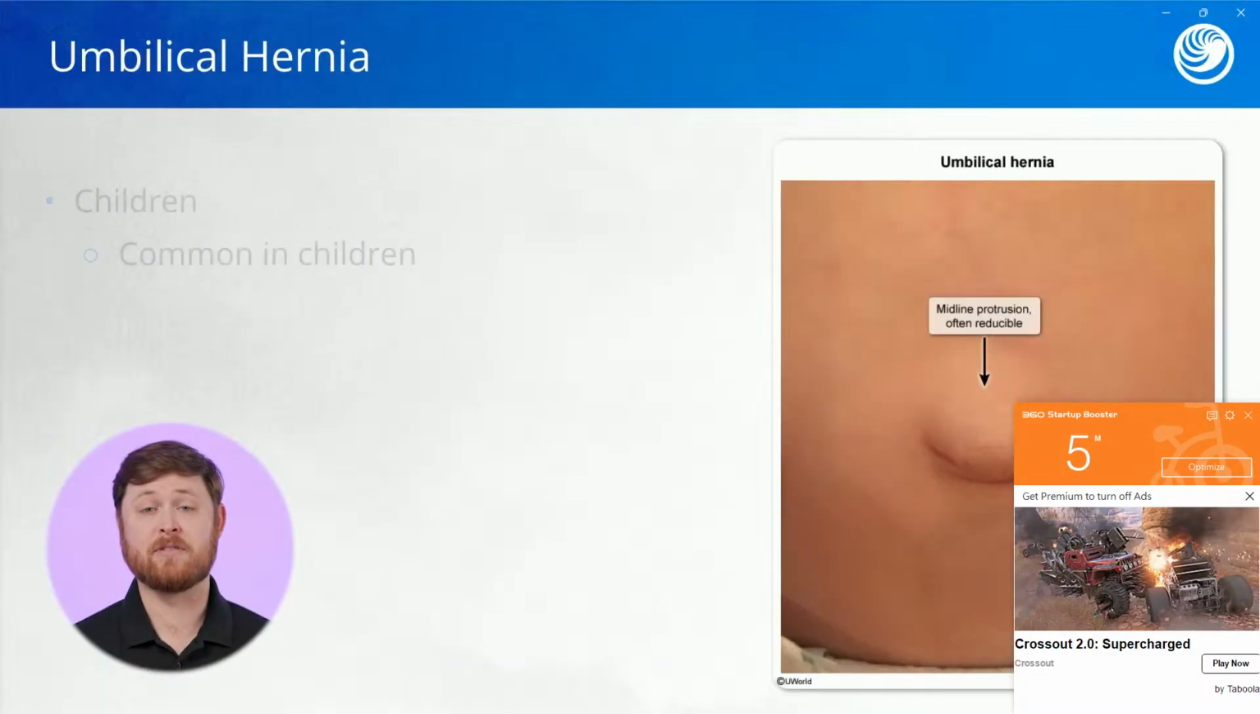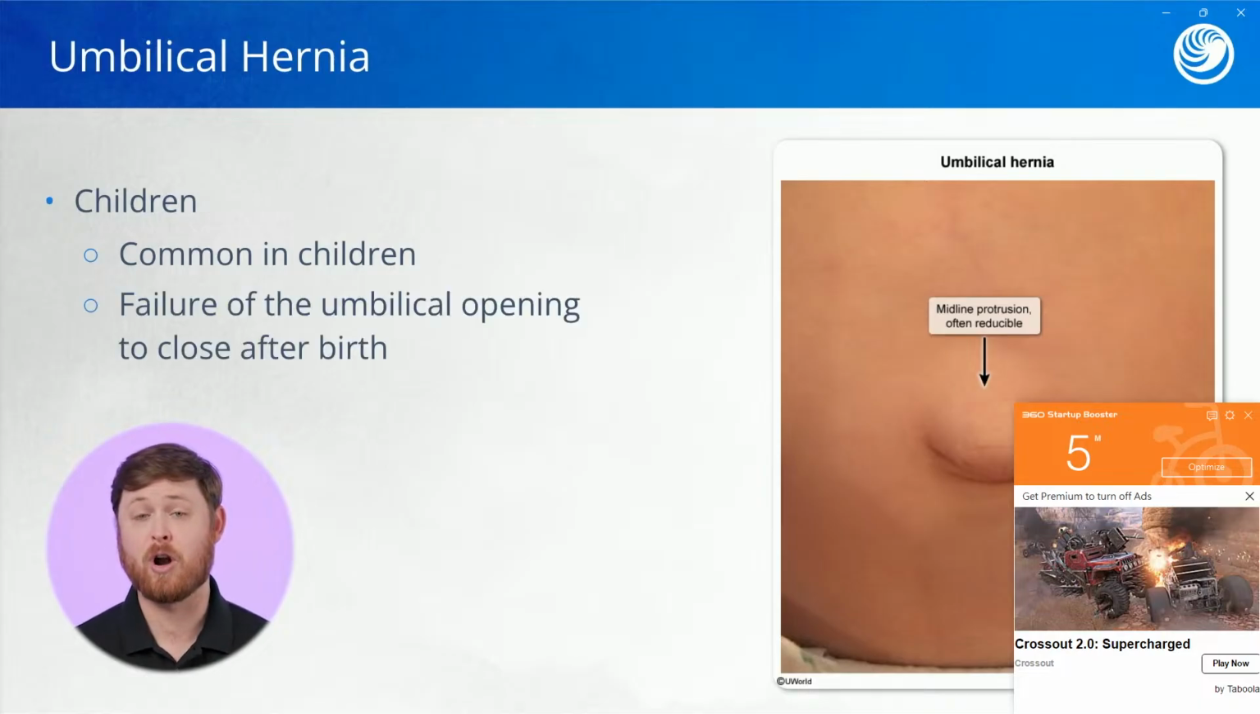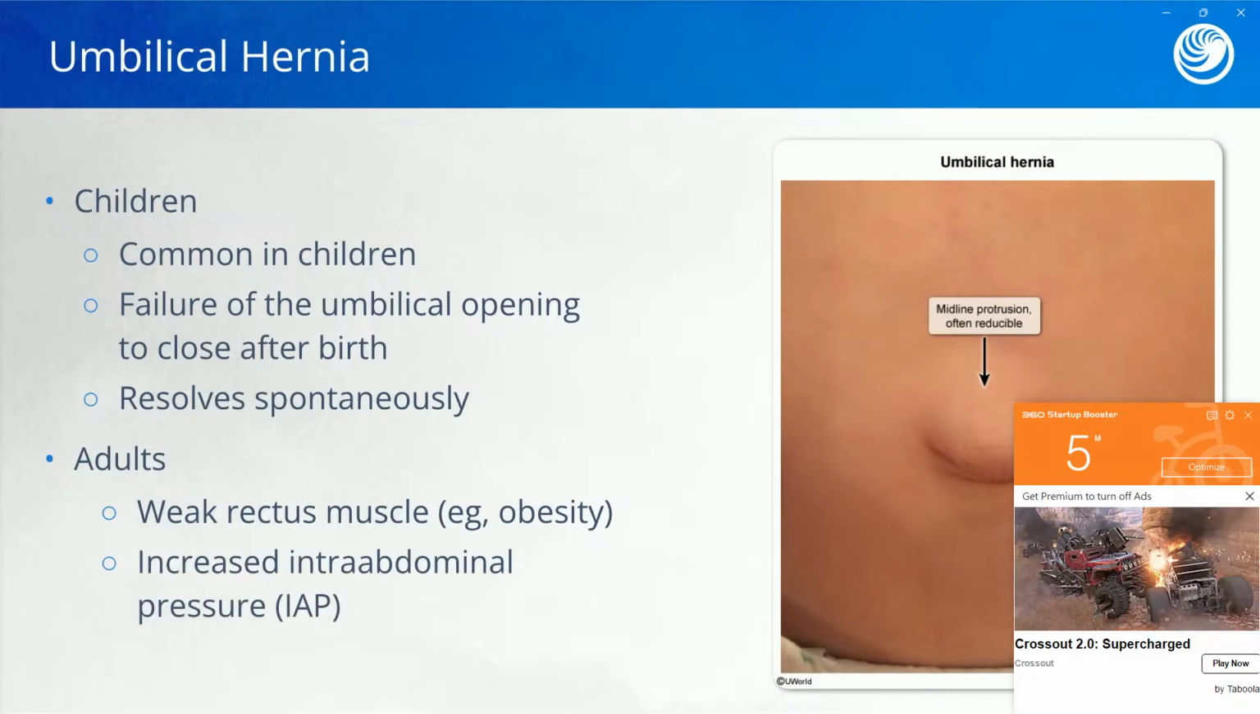This type of hernia is common in children and will occur following an incomplete closure of the umbilical opening following birth. In most cases, umbilical hernia will resolve spontaneously in children. For adults, umbilical hernia can occur due to weakness of the rectus muscle, which is more common in individuals that may be obese. Additionally, increased intra-abdominal pressure, such as from abdominal ascites or the presence of certain tumors, can also contribute to the development of umbilical hernia.